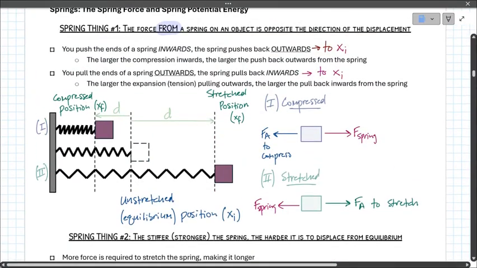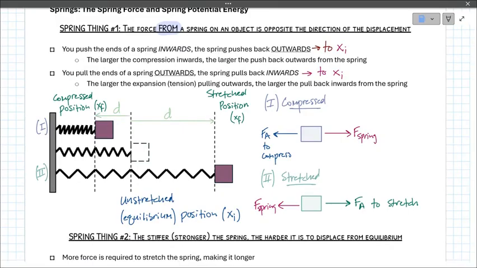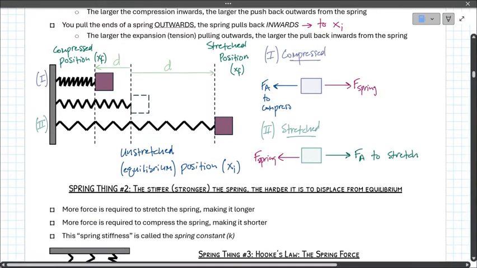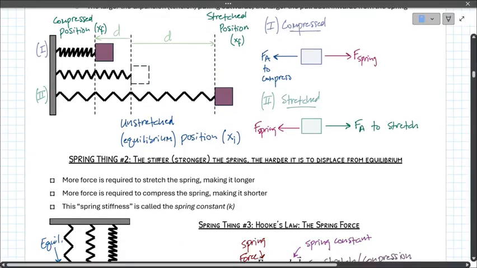When we are compressing our spring and we're holding it there, if we're not accelerating anywhere, then this compression force is equal to the force of the spring going the opposite way. Or if we stretch our spring out and we hold it, then the force from the spring is equal to the force that we're using to stretch.